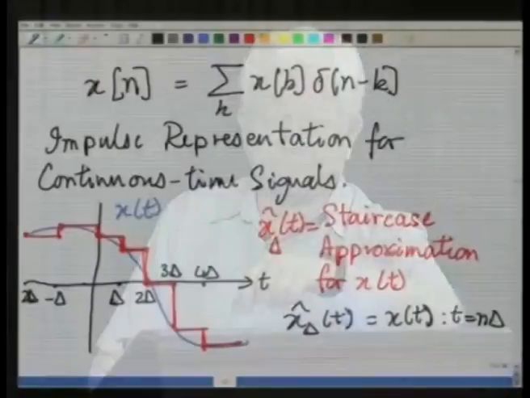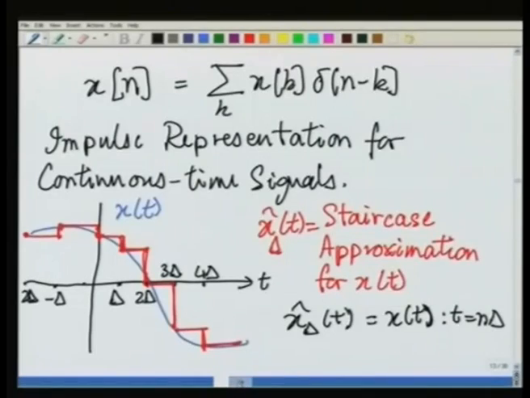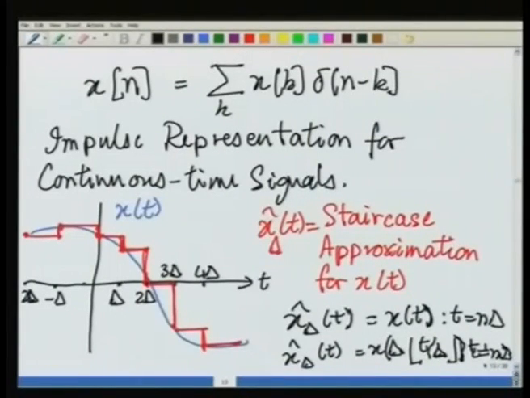So, we have this. And at points of time t not equal to n delta, we will get x hat delta of t equals x of delta times the floor of t by delta, as we have written over here. This completely describes the staircase approximation in terms of the original signal.